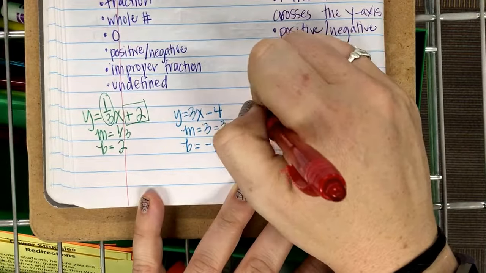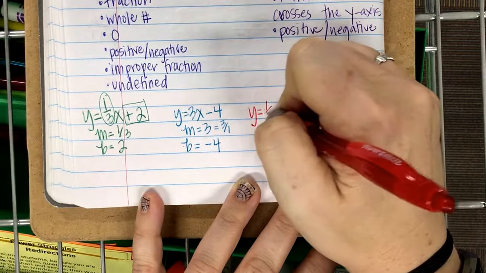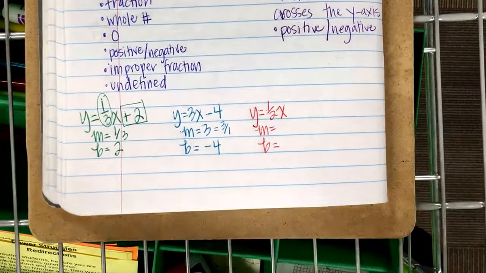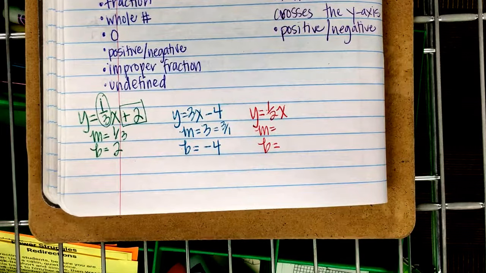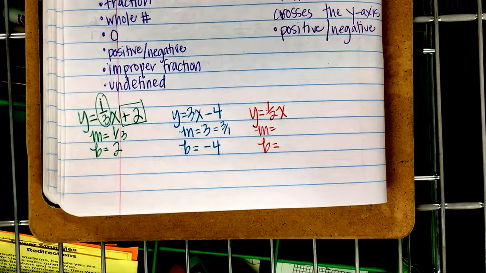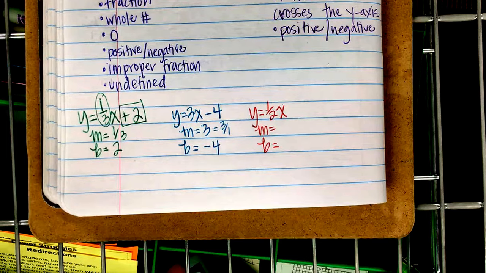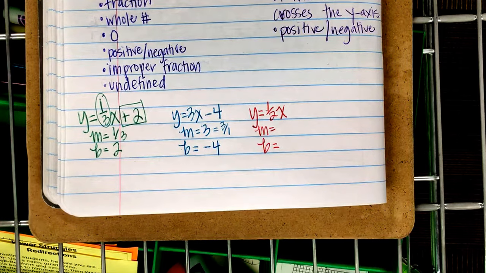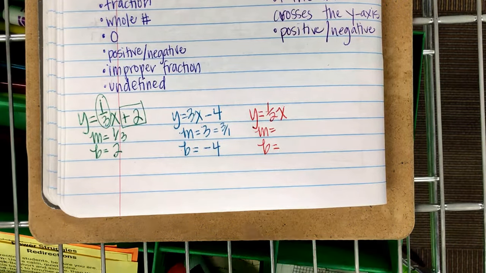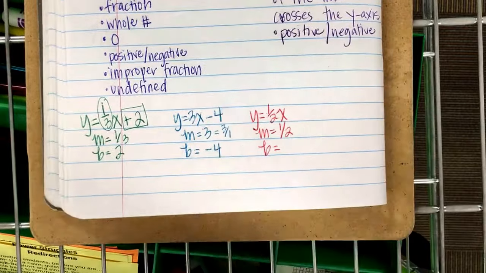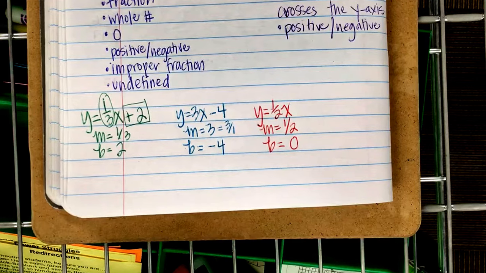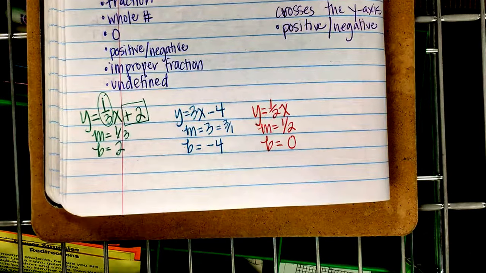Y equals 1/2 x. Tell me your slope. Tell me your intercept. Who can tell me the slope? 1/2. What's the intercept? 0, because it says plus 0, right? I mean, it doesn't say plus 0, but could it?